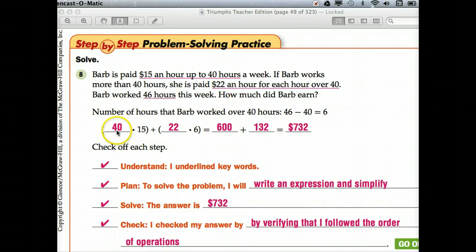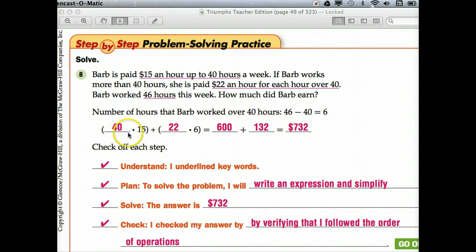So if she works up to 40 hours a week for $15 an hour, that's what this first one said, plus $22 an hour for every hour over 40, which we know she worked 6 hours over 40. So that's 40 times 15 would give us 600, and the 22 times 6 would give us 132. We know that she has worked or earned $732.